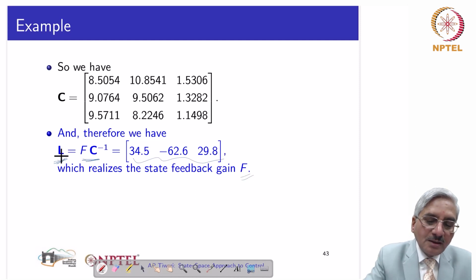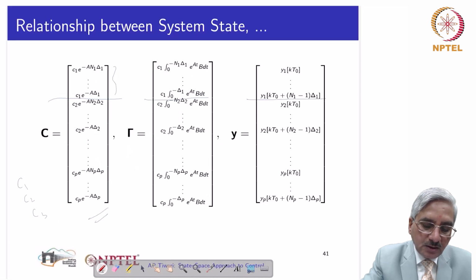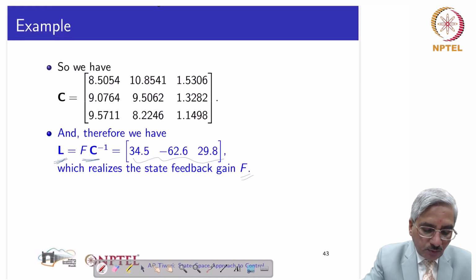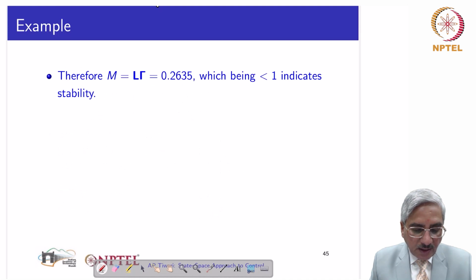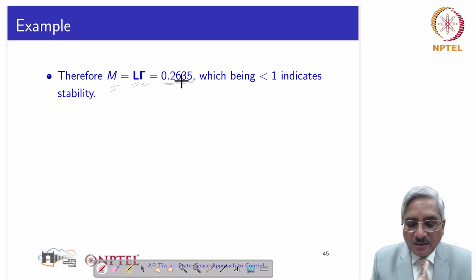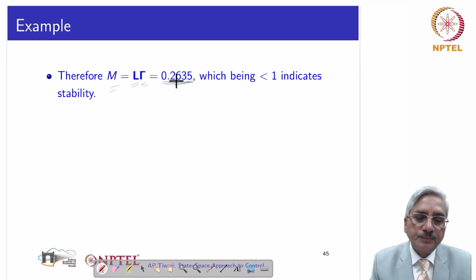Now once we get L, then we have to calculate M, and for that we have to first calculate bold gamma using the relationship which was given here. Of course there is only one input, so there will be 3 rows. So we calculate bold gamma, it comes like this, and then we calculate M, which is bold L times bold gamma, and this comes as 0.26, meaning that the system is stable. M represents a stable system because this is less than 1. It is in the unit circle.